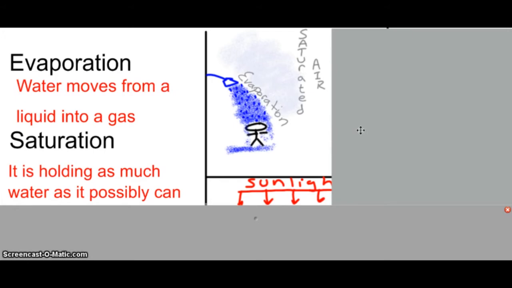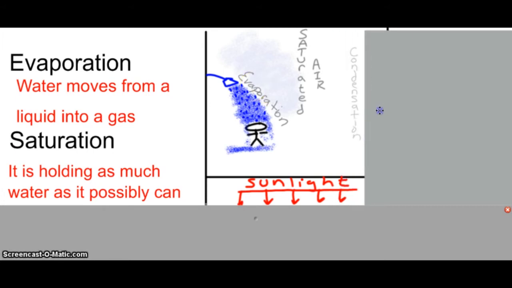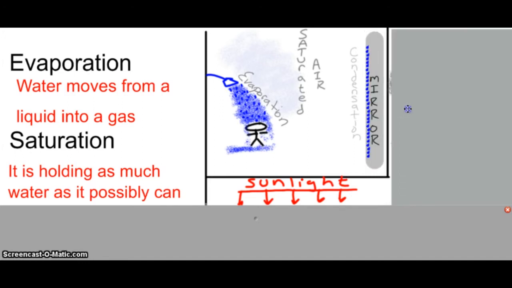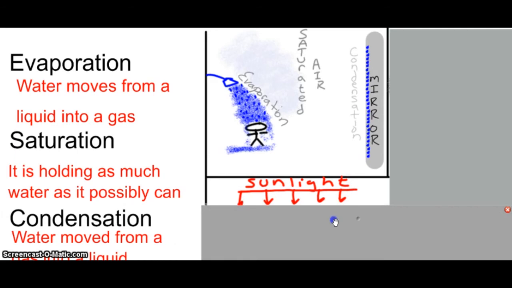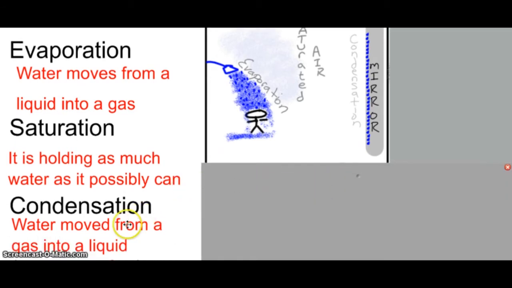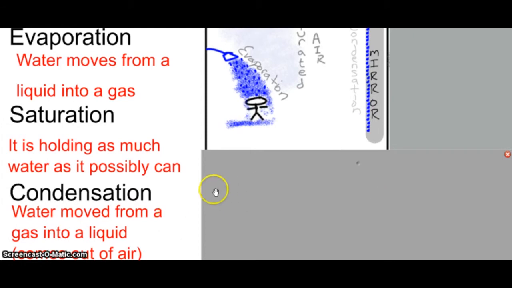Okay. Well, you've got a nice cool mirror. What sticks to your mirror when you have saturated air in the bathroom? Well, liquid water, yeah. So then that's called condensation. Condensation is forming on your mirror in the bathroom there. So water is moving from a gas into a liquid, or in other words, it's coming out of the air.